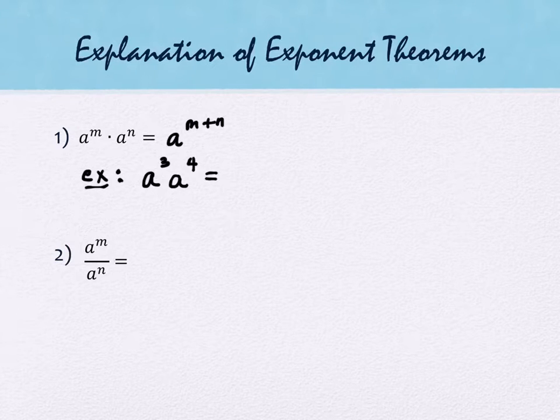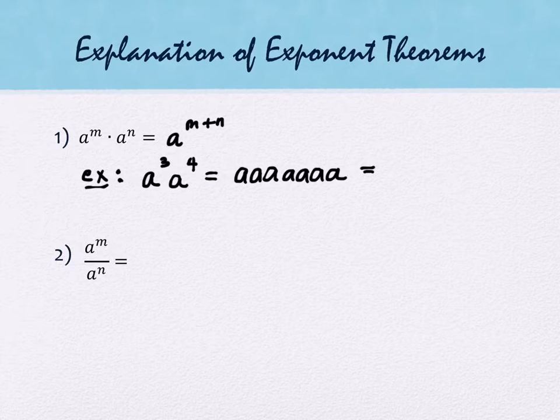All right, according to the definition of exponents, what does a to the 3 mean? Correct. And what does a to the 4th mean? How many a's do you have? 7 of them. So this is a to the 7th. And how do you get from 3 and 4 to 7? You add them. That's exactly how simple this process is. Okay?